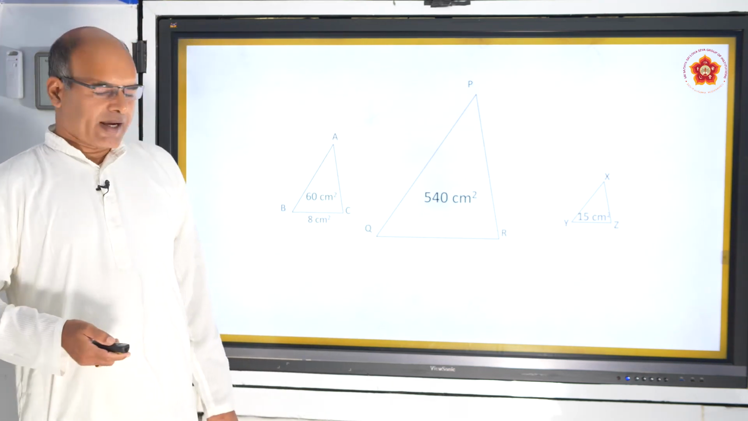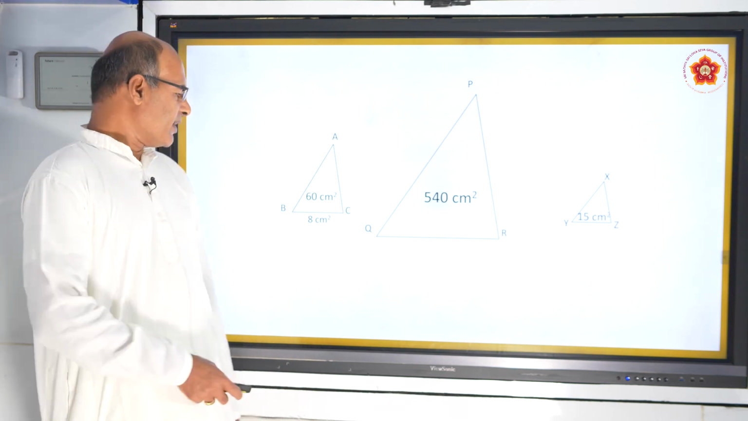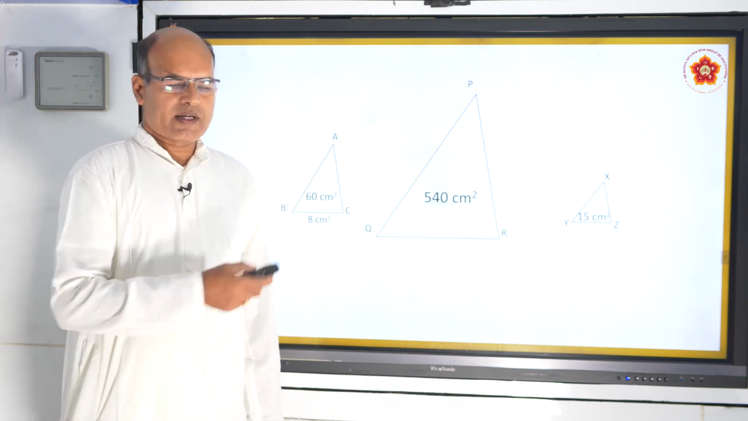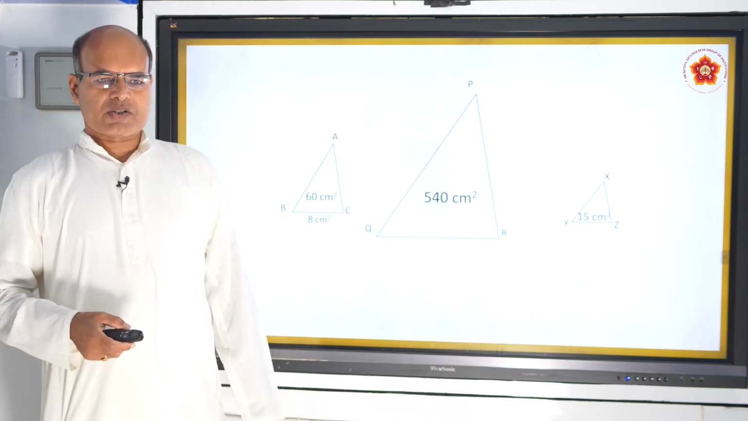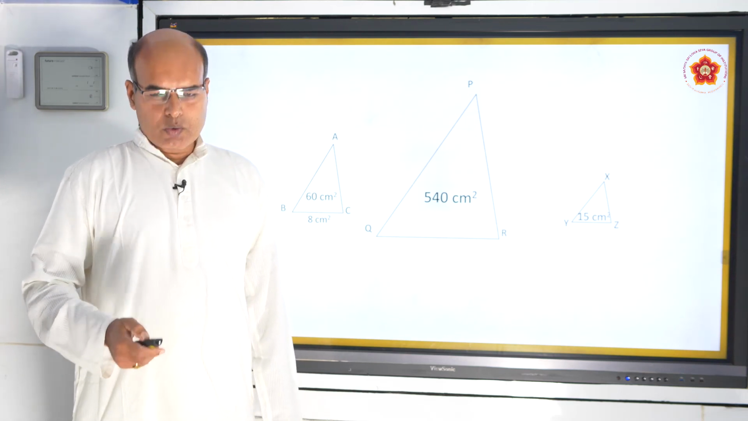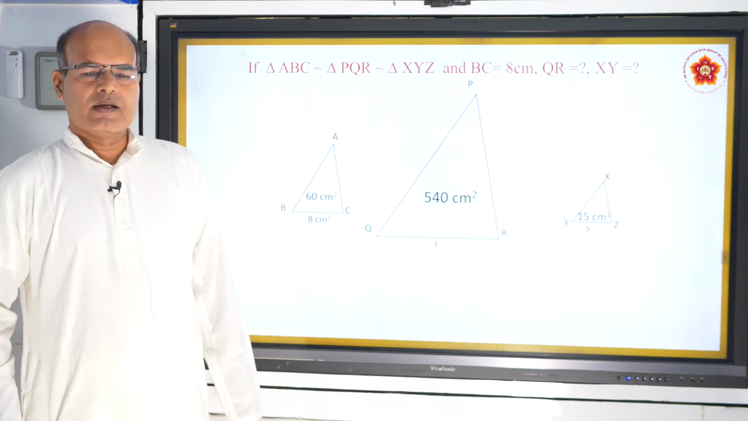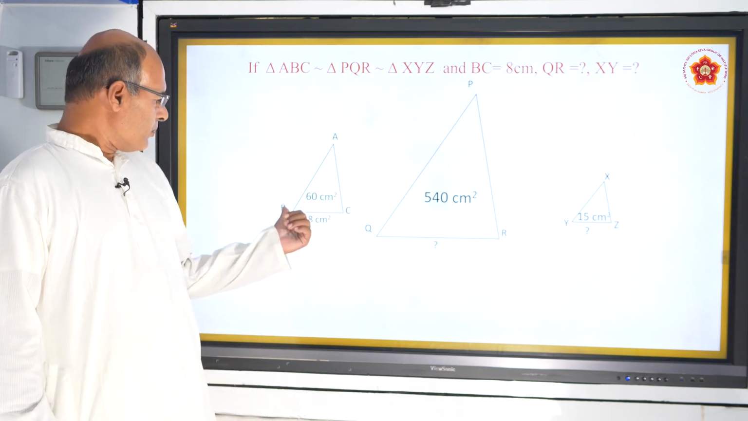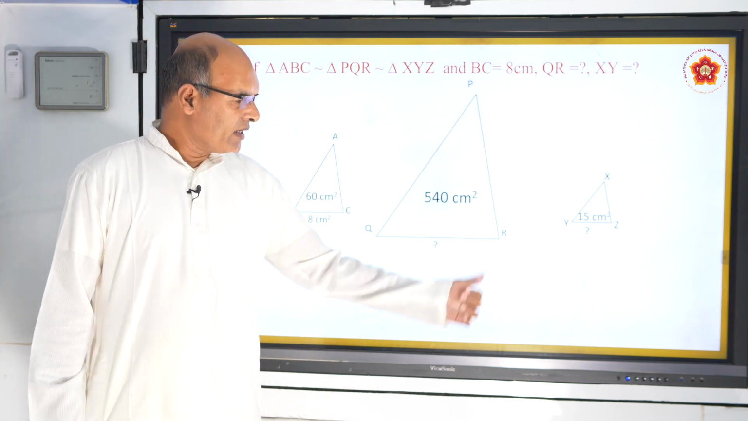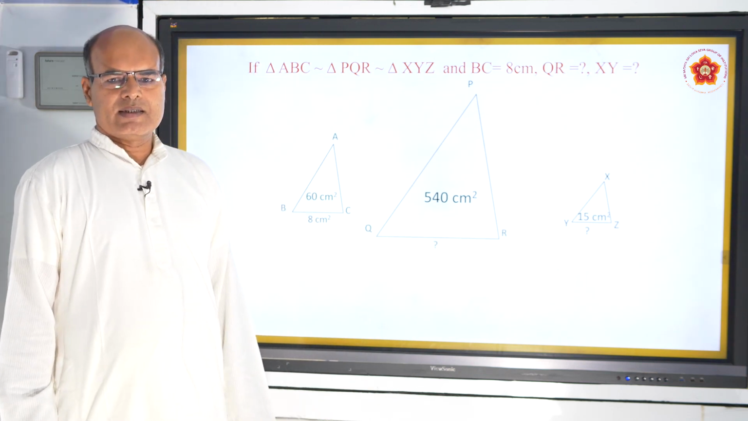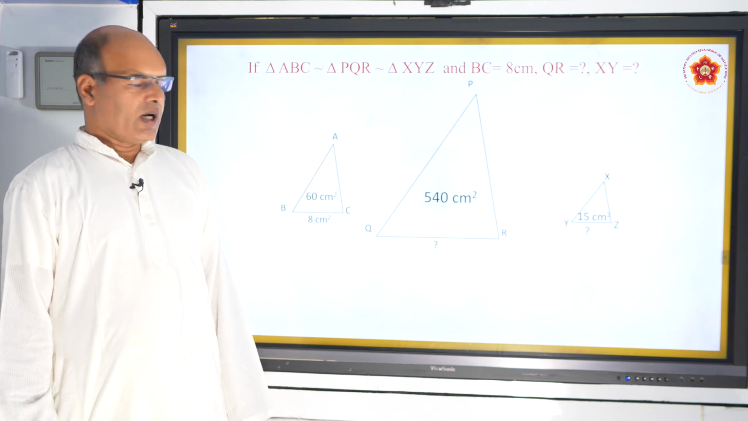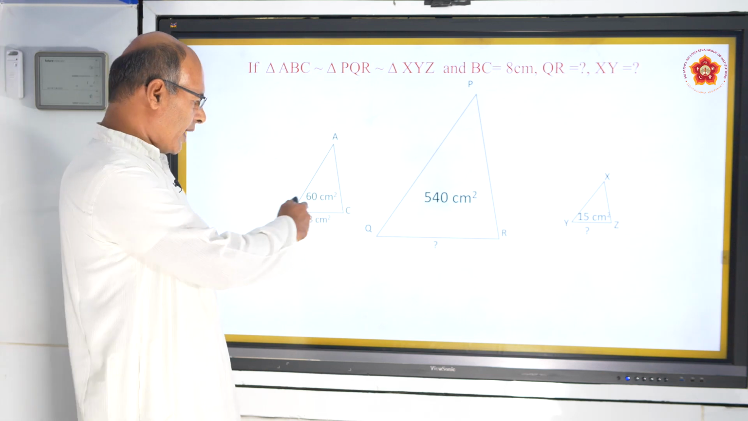Look at these three diagrams, three triangles. Their areas are given. First one 60 centimeter square, second one is 540 centimeter square, and the last one is 15 centimeter square. Assuming that these triangles are similar, if BC is 8 centimeter, are you able to find out QR and YZ? Observe the ratios of areas.